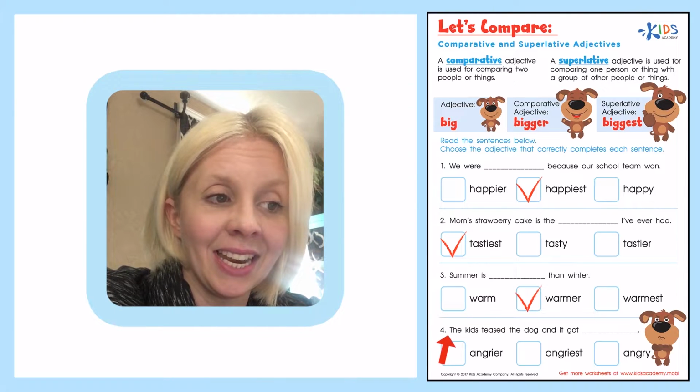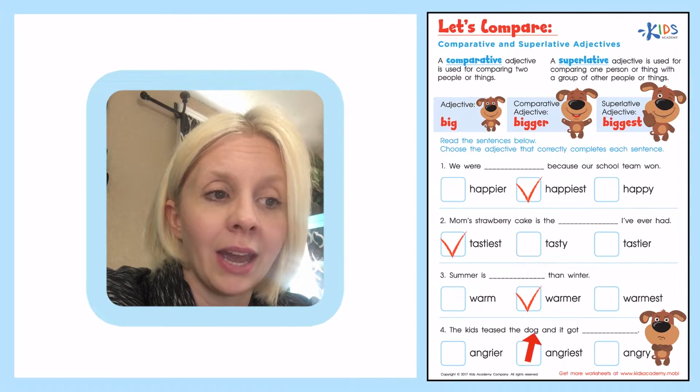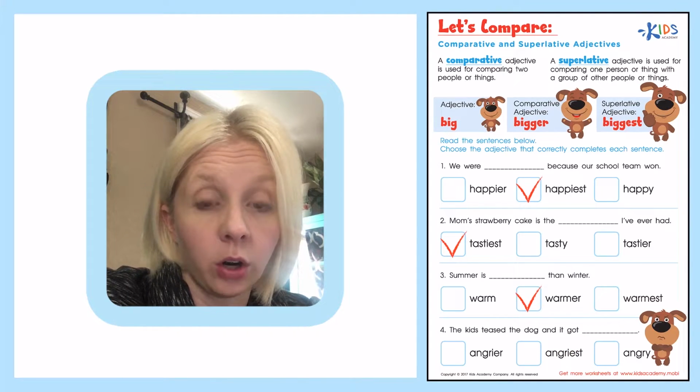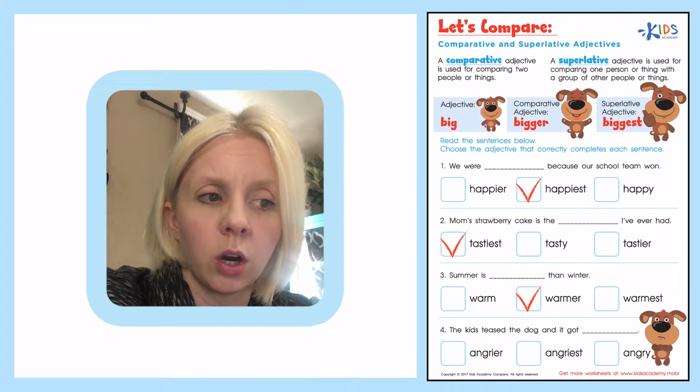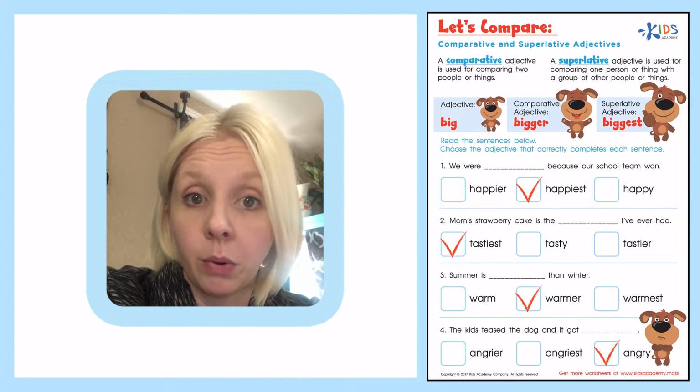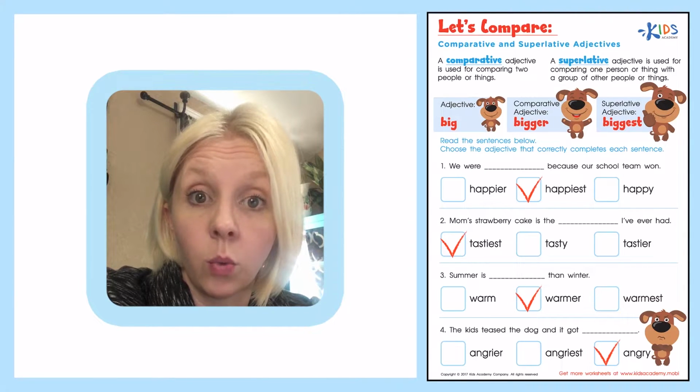The last one is the kids teased the dog and it got blank. Well, it sounds like we're just talking about one dog here. There are kids, but that's not what we're talking about. We're referring back to the dog. So since the kids teased the dog, it got angry. Okay? That would be how we would do that one because we're just talking about one thing.